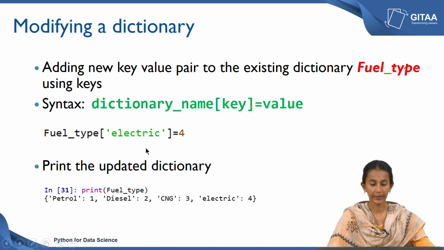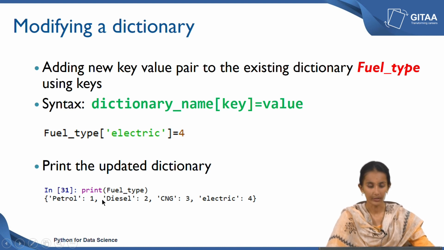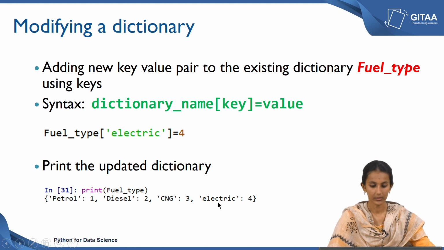When you print the updated dictionary, using the print command on fuel_type, it will give an output which says 4 key value pairs, which is basically petrol 1, diesel 2, CNG 3 and now electric 4, which has been added to the existing dictionary. So, we have done this using the key value pair. I am assigning a key and value to the existing dictionary. You can also use the built-in functions which are available in Python. We will also look at how to do that.